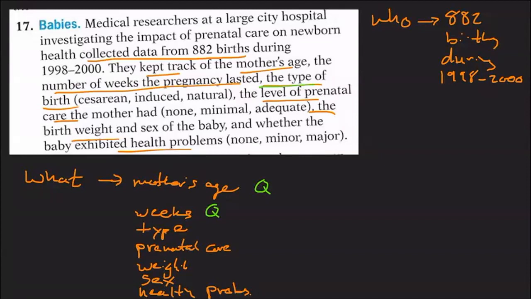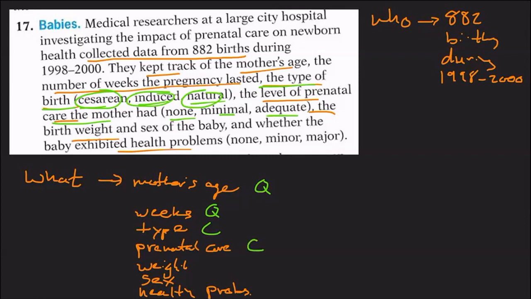Then it says the type of birth, cesarean, induced, natural. Those are not numbers with units, because when it puts parentheses after the variable, it's telling you the different values it can be. The type of birth can either be cesarean, induced, or natural. Those are not numbers with units, so that's categorical. Level of prenatal care the mother had. Again, it tells us the possible values in the parentheses. Those are not numbers with units, categorical.